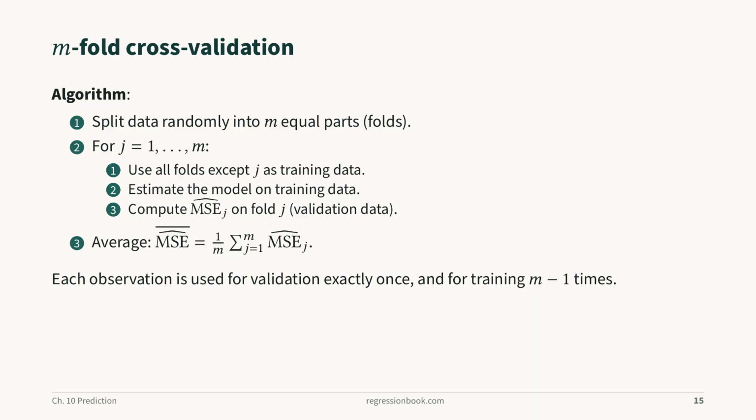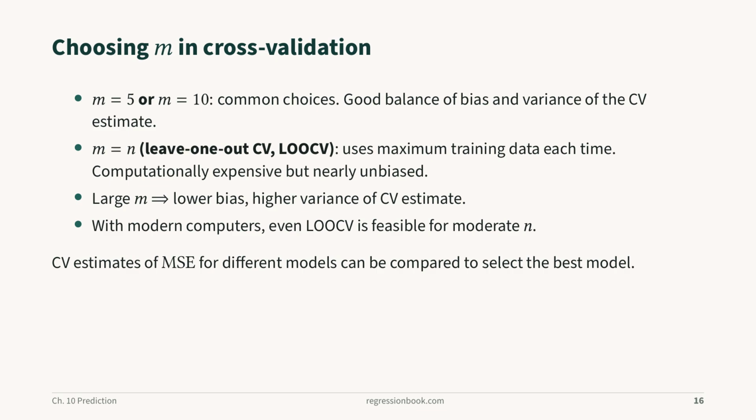Each observation is evaluated by a model that did not train on it. The resulting average is therefore an out-of-sample estimate that uses the available data efficiently. 5 or 10 folds are common because they balance computation, bias, and variability.